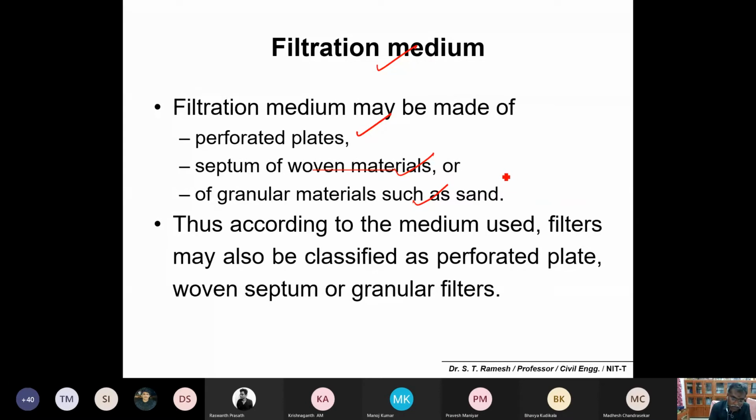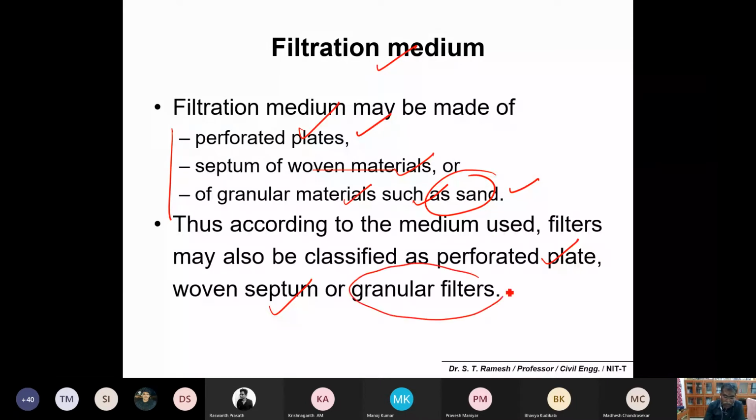as sand. Please make a note of this. Predominantly in water treatment systems, they may use a granular material such as sand as the filtration medium. If a perforated plate is being used, those filters are called perforated plate filters. If it is a septum of woven materials, they are woven septum filters. And if it is anything on the sand, then you can simply call them granular filters. These are the classifications based on filtration medium.